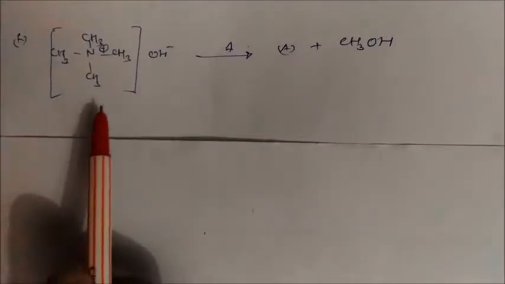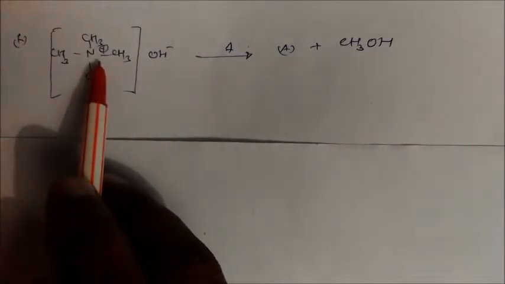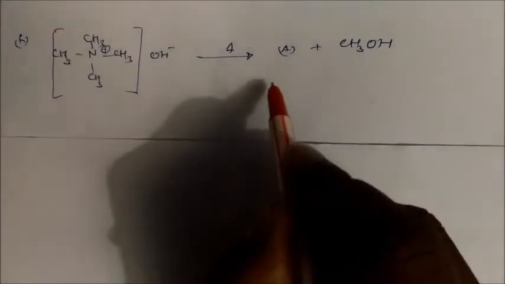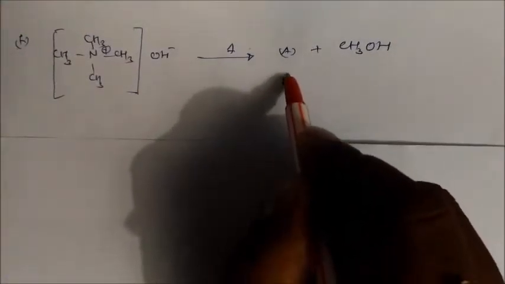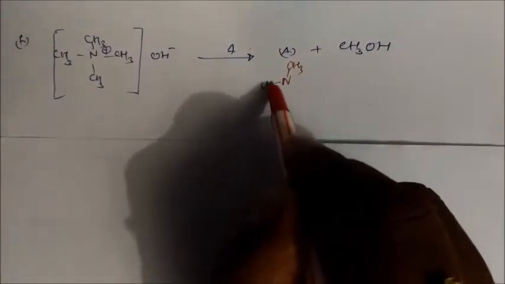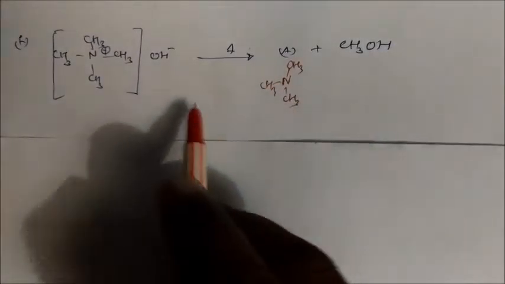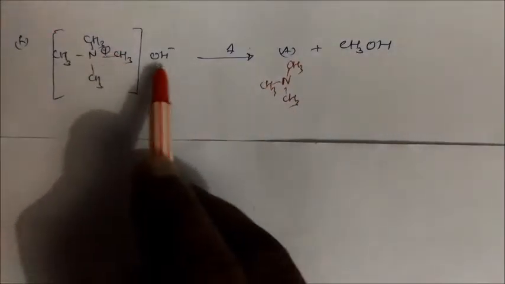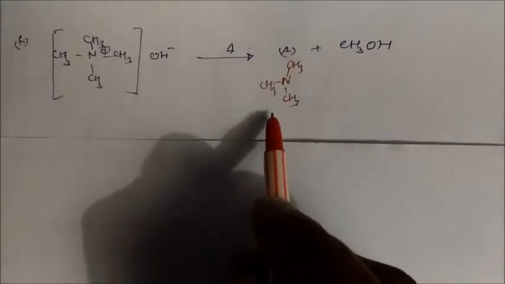This is a quaternary ammonium hydroxide. On heating, one of the bonds is cleaved, so it will convert into a tertiary amine. This is nitrogen with CH3, CH3 and CH3, and the methyl plus OH will convert to methanol. So this is our product.